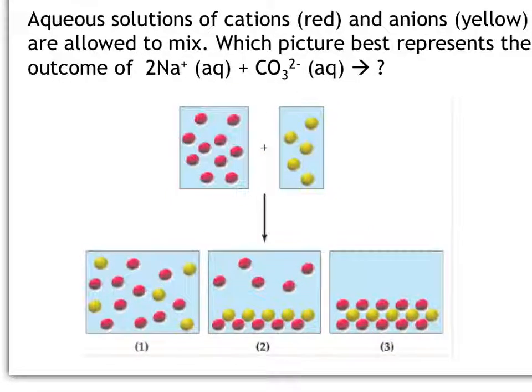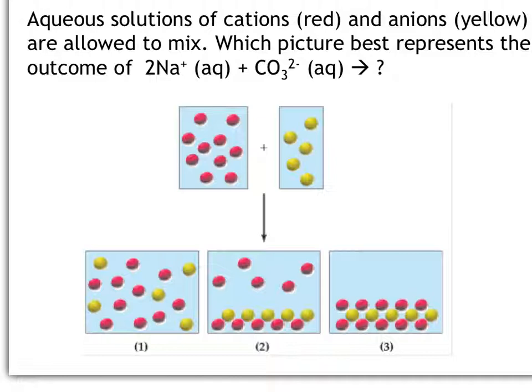So we've got aqueous solutions of cations, which are represented in red, and anions, which are represented in yellow. They're allowed to mix, and I want to know which one of these pictures, 1, 2, and 3, is going to give me the best representation if I assume that this reaction is the mixture of sodium ions and carbonate ions. So if you have solubility rules or your book on you, you might want those. If you don't know your solubility rules, you might want to think about 2 possible options.